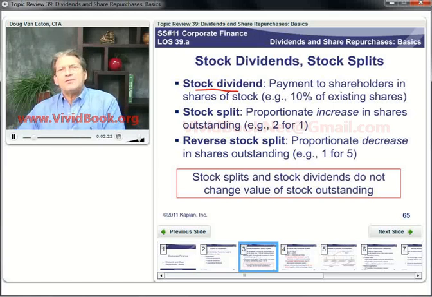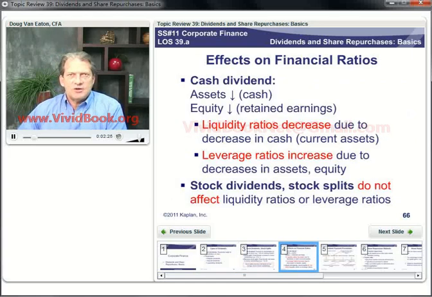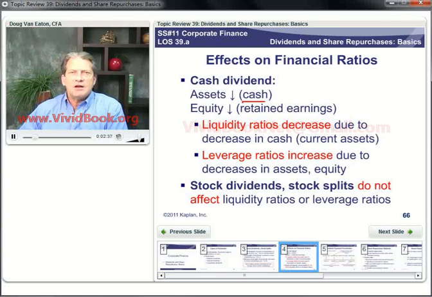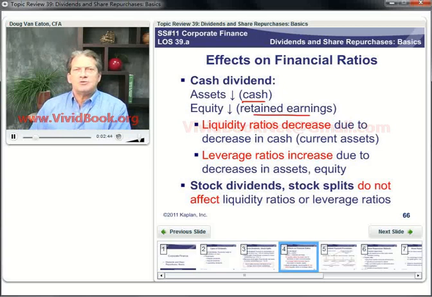Now, what are the effects on the financial ratios of these? Well, if we pay a cash dividend, then cash goes down. If cash goes down, assets go down. Assets minus liabilities is equity, so equity goes down. And what goes down? Well, retained earnings. The earnings that we've paid out as dividends are not earnings we've retained and reinvested in the company.